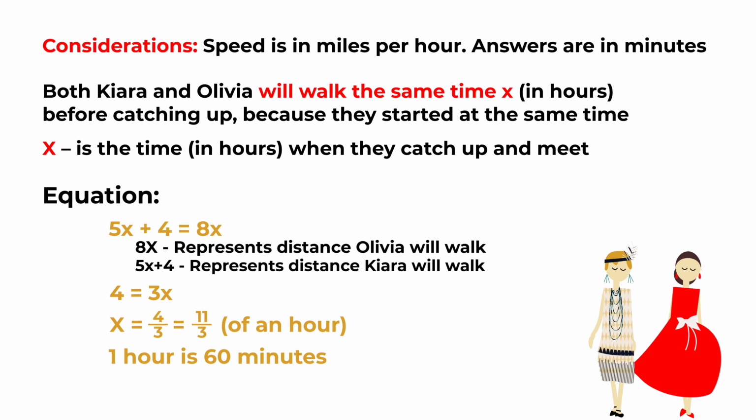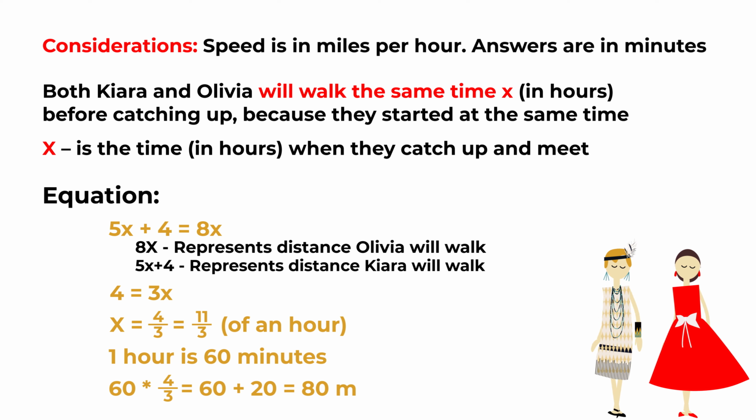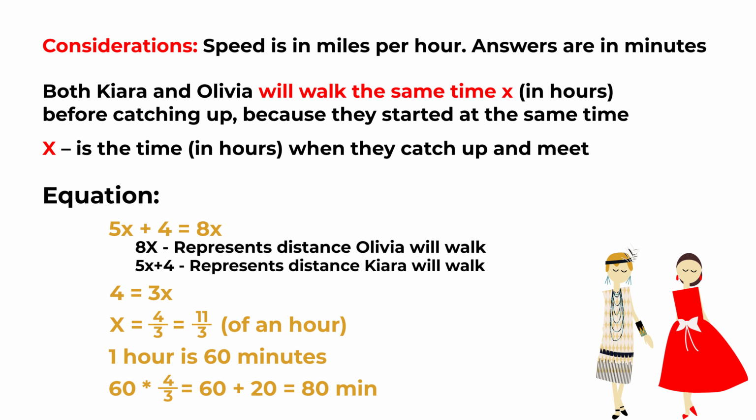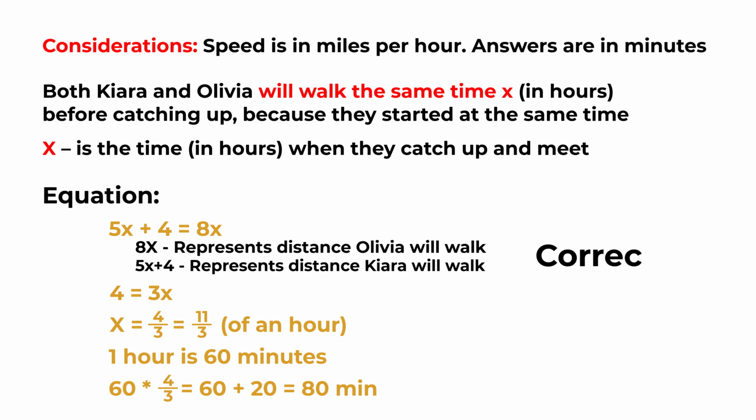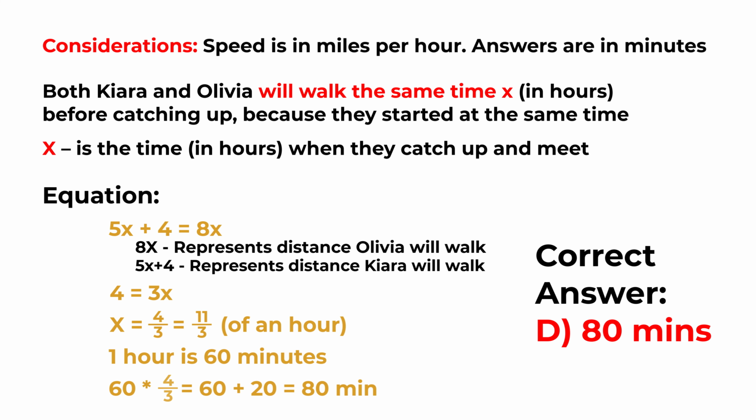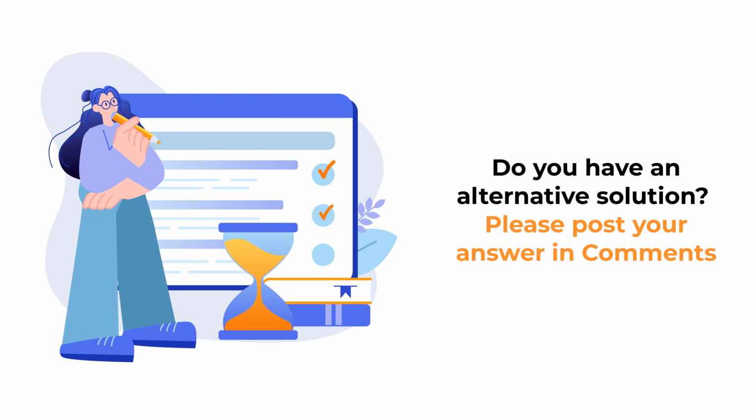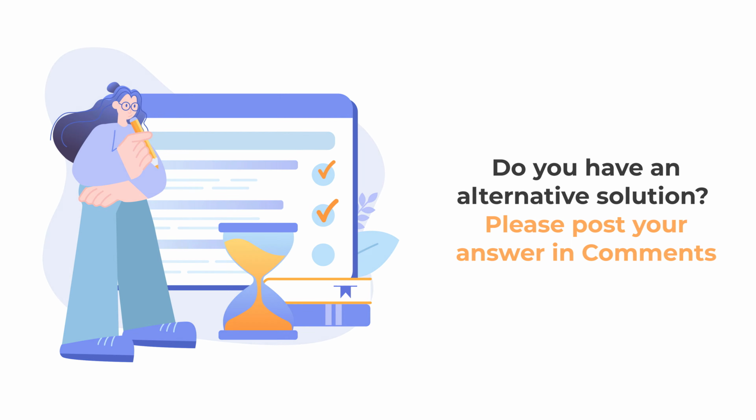1 hour equals 60 minutes. 60 multiplied by 4/3 equals 60 plus 20 equals 80 minutes. So the correct answer here is choice D, 80 minutes. Hopefully you've nailed this question and now know how to answer similar problems on the test.